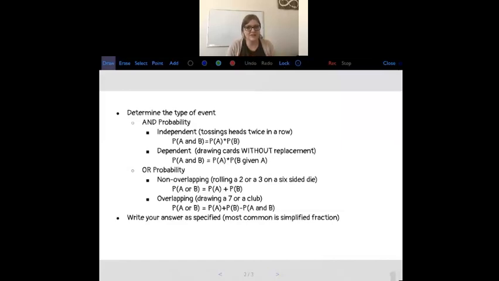And then my second tip for the mini project, you all are familiar with Canvas by now, write your answer as specified. So typically this is going to be a simplified fraction. There may be 1 or 2 that have decimals, but pay attention that you're entering the answer as specified so that you'll know whether it's right or wrong when you hit the submit button.